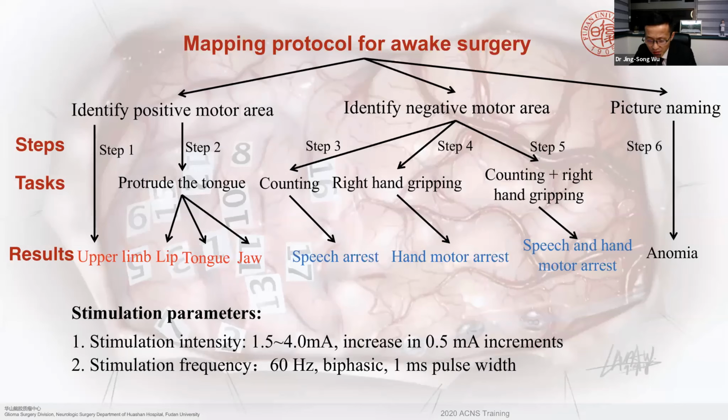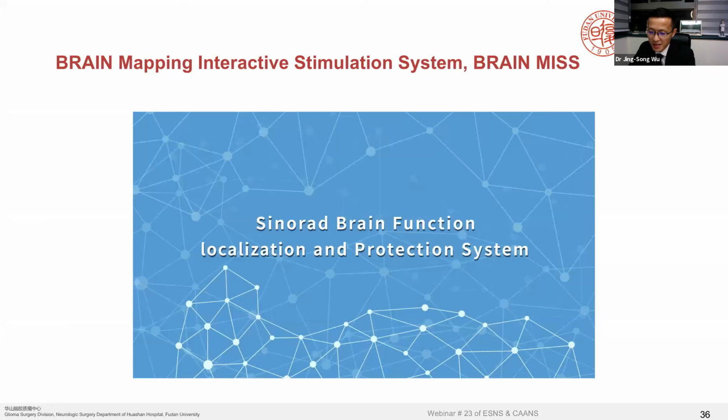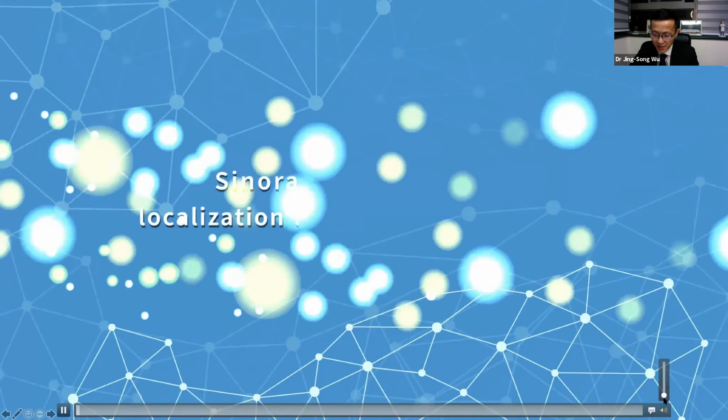This slide shows the workflow of mapping protocols of awake surgery. We detect the positive motor response, negative motor response, as well as picture naming reaction in turn. So this is another video to show better communication with awake cases and control of the brain mapping process. We will use a brain mapping interactive stimulation system, the so-called BrainMIST system, in our operating theater.